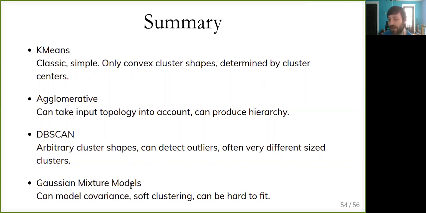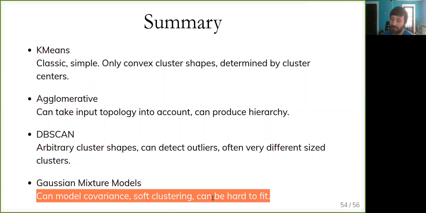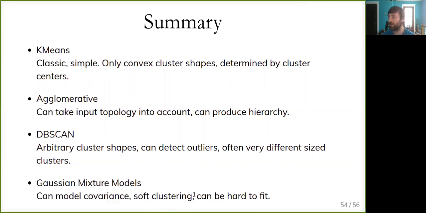Gaussian mixture models can model covariance, they can give you a soft clustering, but they can be kind of hard to fit in higher dimensions if you want to fit the whole covariance matrix.